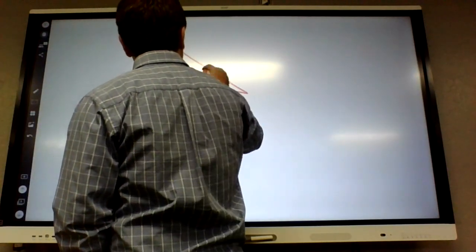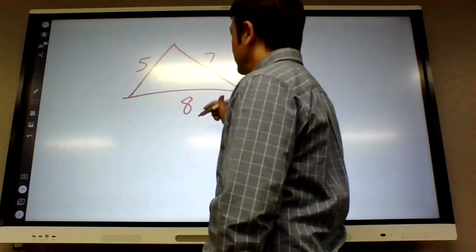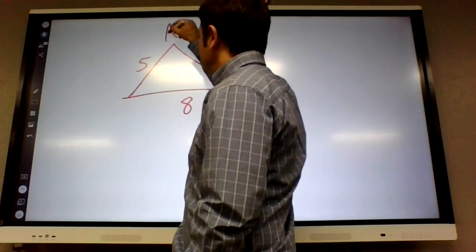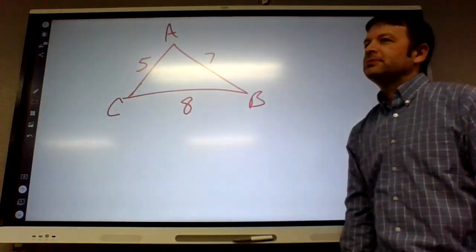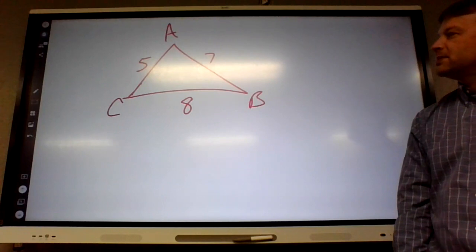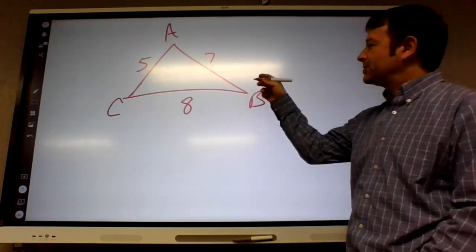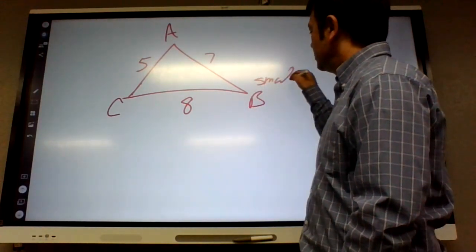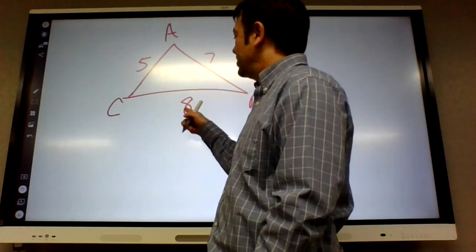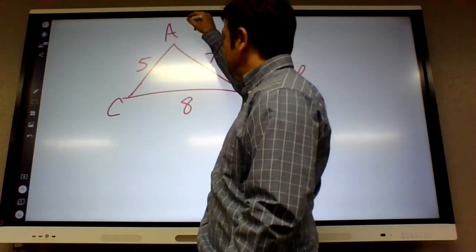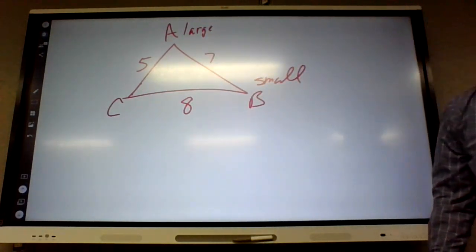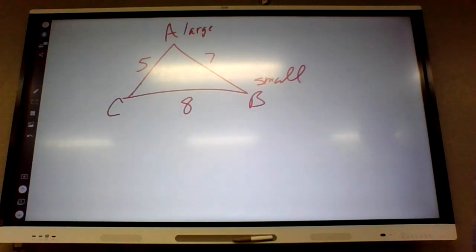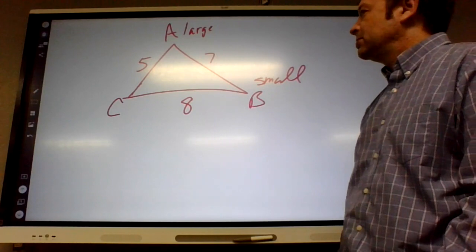Let's say we have 5, 7, 8. What do we know about this triangle's angles? The smallest one is across from the smallest side. Right. Angle B is the small angle, angle A is the large angle, and C is in the middle. Do they call them medians? No. Oh, medium? Yeah. It's not a technical word, it's just what I called it.